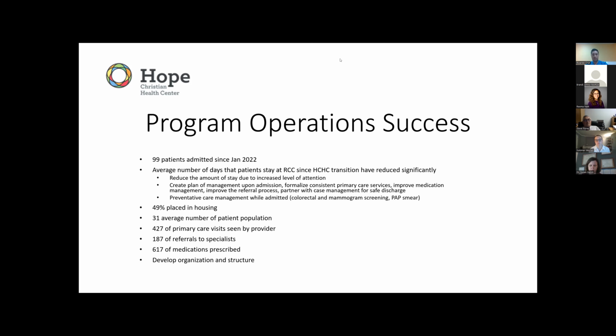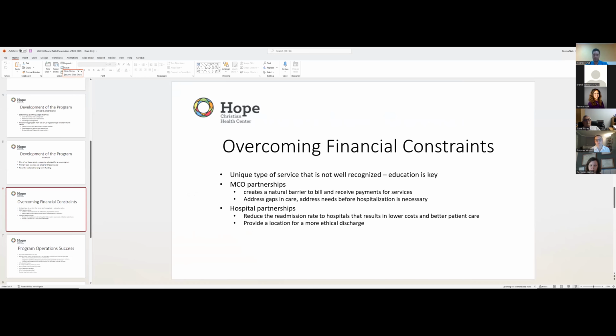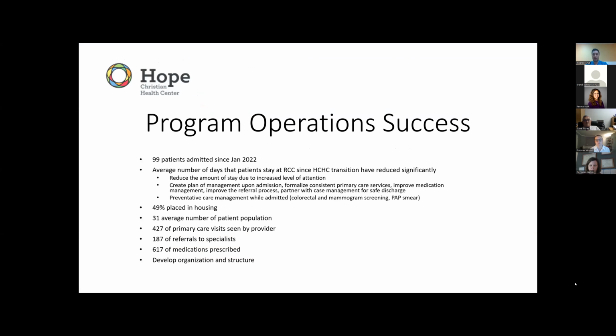And so with that in mind, because we are seeing patients consistently, we are also providing preventative care management. So while patients are here, we're providing mammograms, colorectal screening, pap smears. And during that time, we also work with case management so that case management can begin working on a safe discharge, a safe plan.